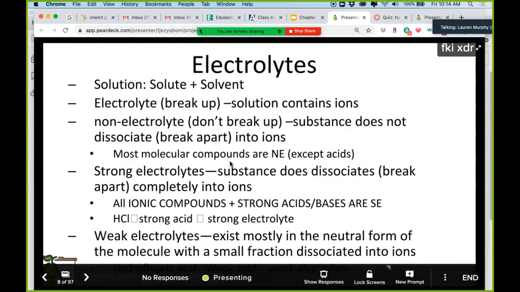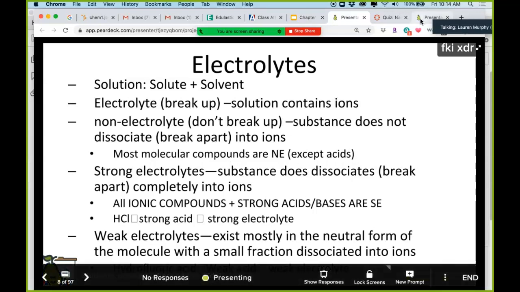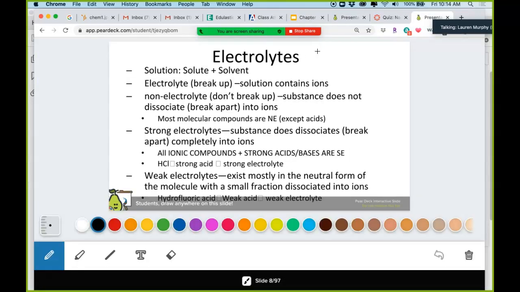Okay, so again, to move on from that, anything that breaks apart into ions, charged particles, is called an electrolyte. And electrolytes conduct electricity.